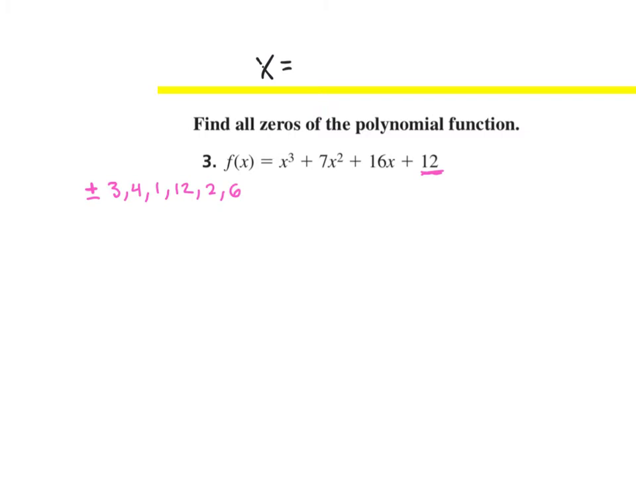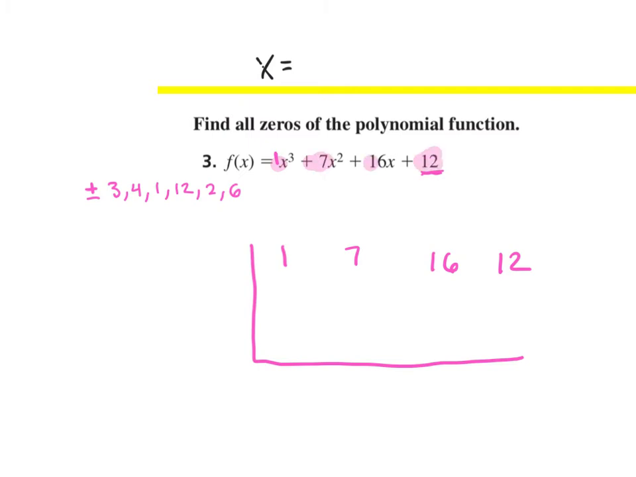What are factors of the first one? 1. What are factors of 1? 1. So we put all of these over 1, which would just make them all the whole numbers, so we don't even need to write that. What is going to go inside of our box? 1, 7, 16, and 12. So just all of our coefficients up here.